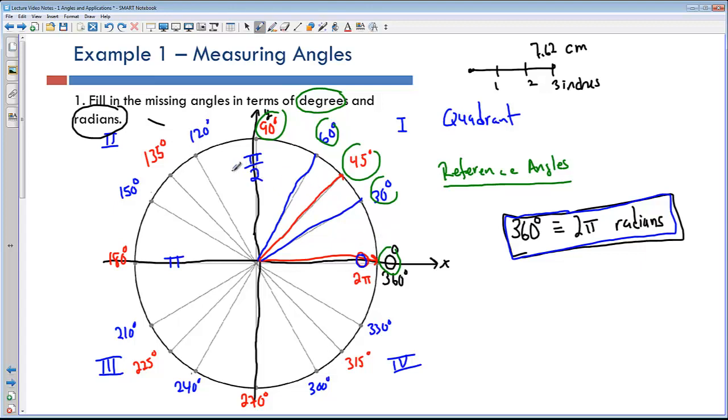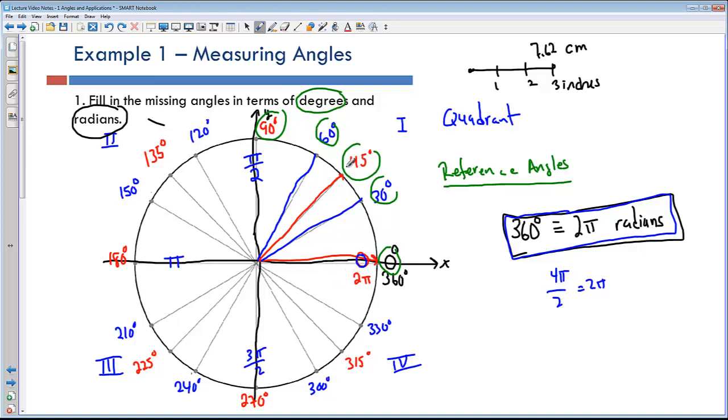If you add another pi over 2, you get a full pi. Pi over 2 plus pi over 2 is 2 pi over 2, which is pi. And then if you add another pi over 2, that's going to be 3 pi over 2. So watch, I'm just counting 0, 1 pi over 2, 2 pi over 2, 3 pi over 2. Then I get back to 4 pi over 2. And remember, 4 pi over 2, the 4 and 2 cancel, and you just get 2 pi. So it checks.